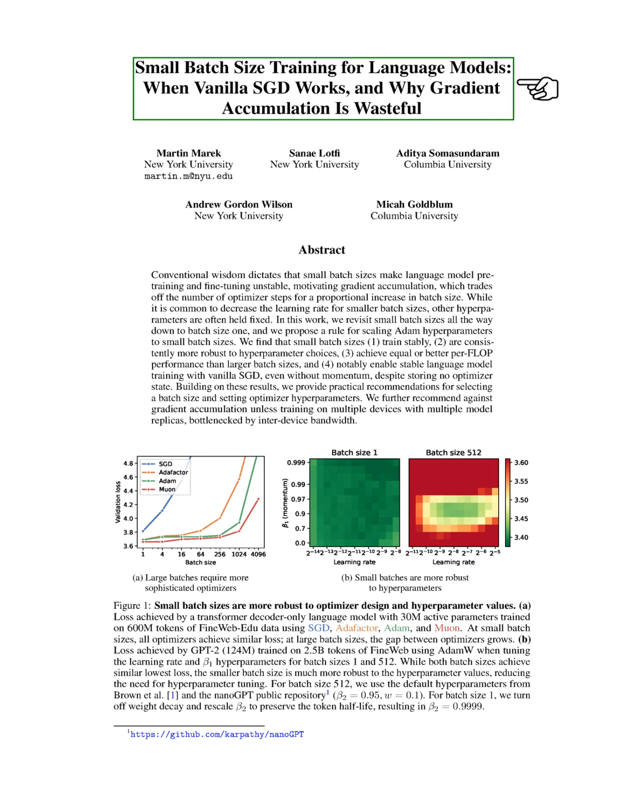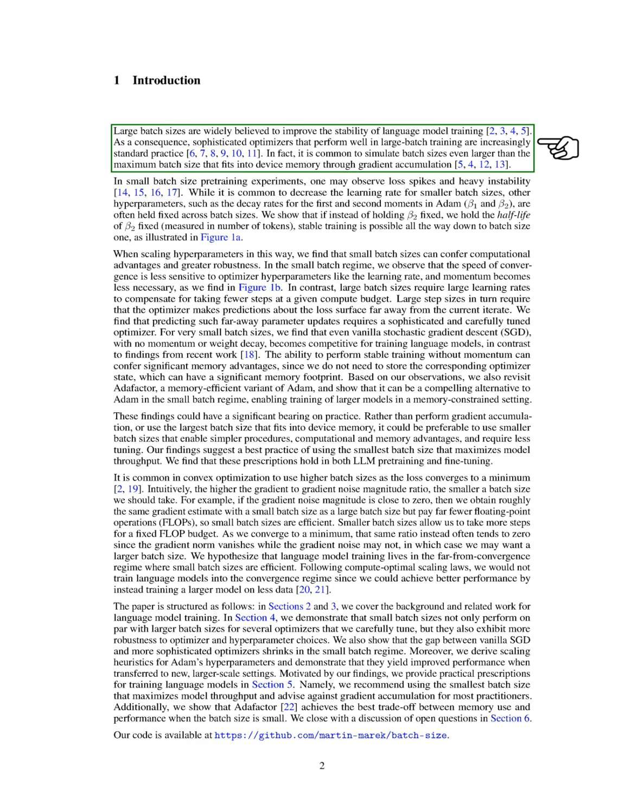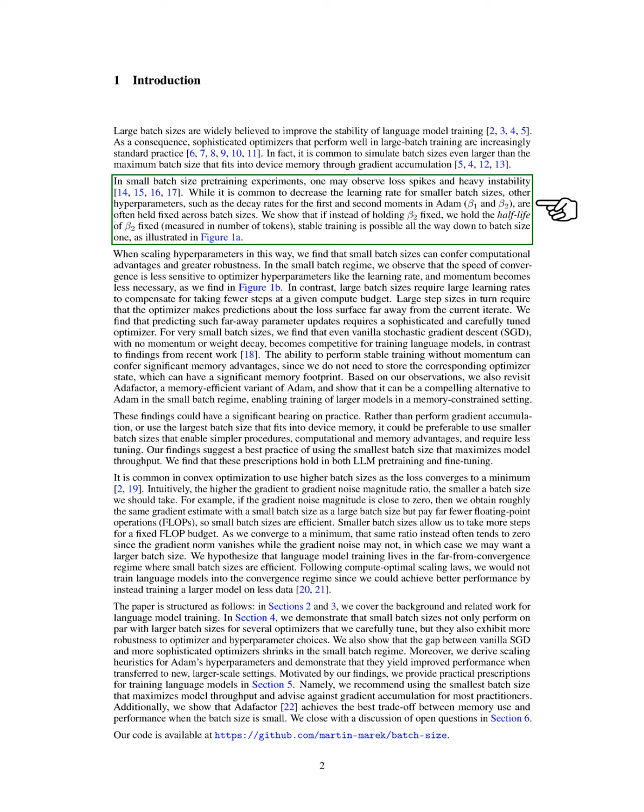Section: Introduction. In this section, we discuss the common belief that using large batch sizes enhances the stability of training language models. As a result, advanced optimizers that excel in large batch scenarios have become standard. We often simulate even larger batch sizes than what our device memory allows by using a technique called gradient accumulation. In experiments with small batch sizes, we notice spikes in loss and significant instability.